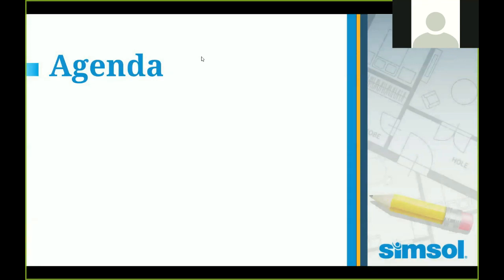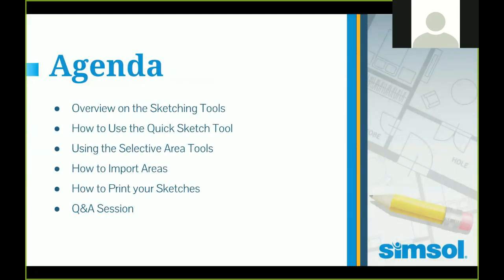Before we get started, we're going to go through our agenda. First, we're going to do an overview on all the sketching tools. Next, we're going to go into how to use the Quick Sketch tool, which is used mainly for the exterior of the property. Then we're going into using the Selective Area Tools, which is used to build the interior. After that, we're going to talk about how to import areas. The areas we're referring to are the ones that you can create before creating the sketch and the actual scoping, to be able to put those areas in there. Then we'll end with how to print your sketches, and wrap it up with a Q&A session.